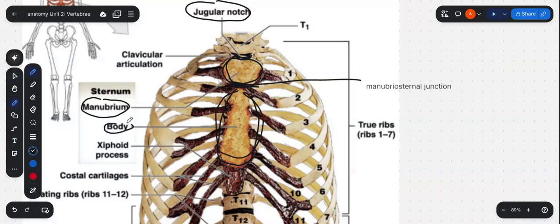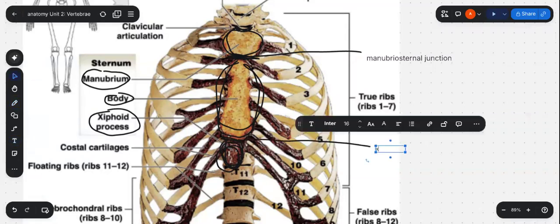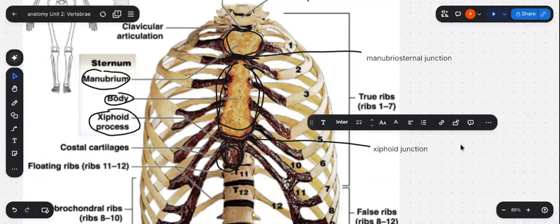And finally, the last portion is your xiphoid process, spelled with an X. So it's xiphoid, and it's basically just going to be this little piece of bone that is at the bottom. That is your xiphoid process. The line that is separating the body of the sternum from the xiphoid process is known as your xiphoid junction. So just as you have a manubriosternal junction, you have a xiphoid junction as well.